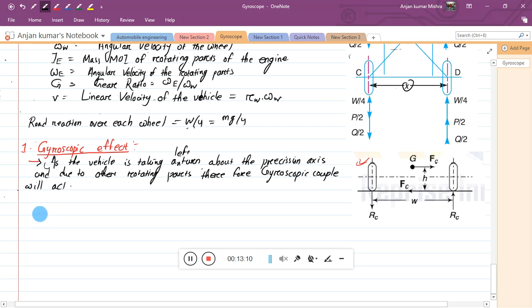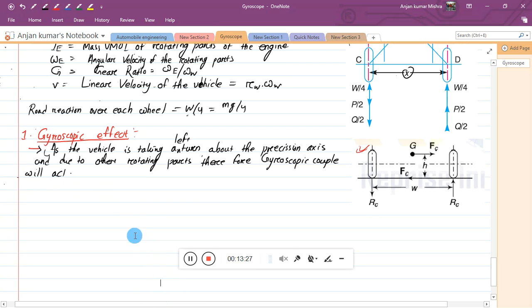As we know the gyroscopic couple formula, C equals I omega omega P, that formula will also prevail in this derivation, but there will be some differences. So what will be the velocity of precession? Velocity of precession, omega P, is simply the linear velocity while taking the turn, that is v, divided by the radius of curvature, capital R.